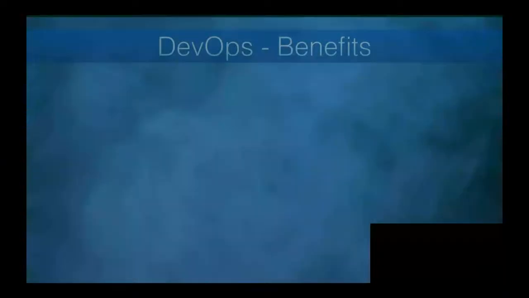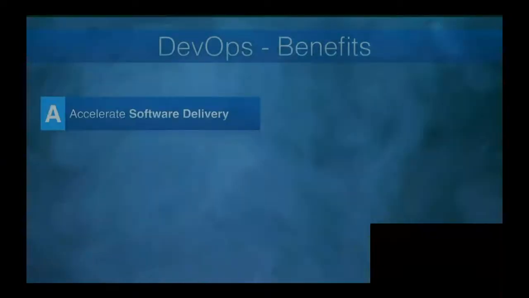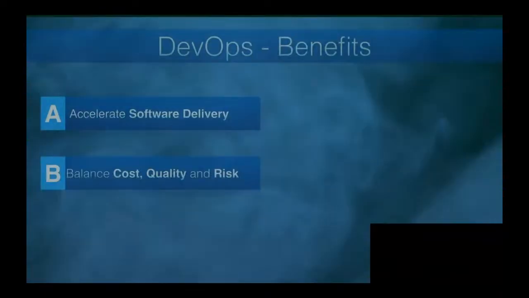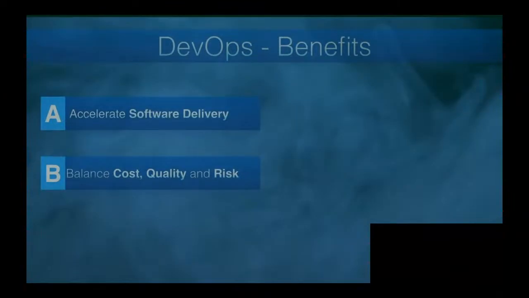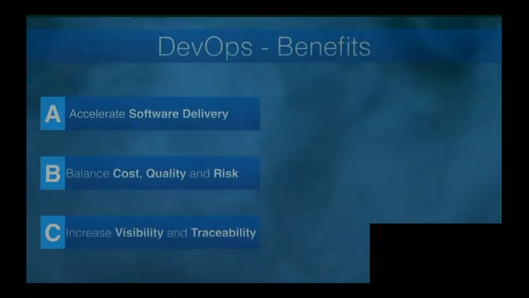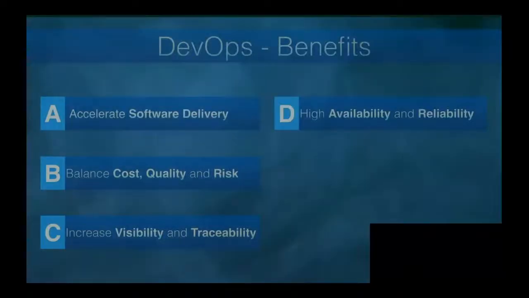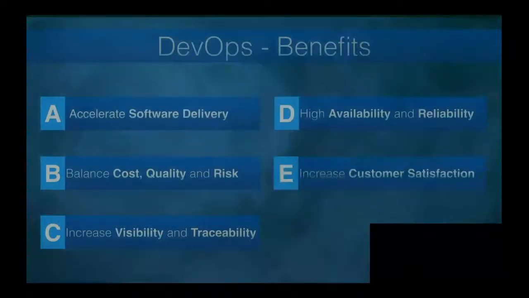Now let's conclude with the DevOps benefits. It accelerates software delivery through the continuous delivery model. It balances cost, quality, and risk by enabling continuous process checklists and traceability by automating the continuous delivery process. It gives high availability and reliability through continuous monitoring. A fast customer feedback loop helps continuous improvement, and it improves team communication and collaboration.